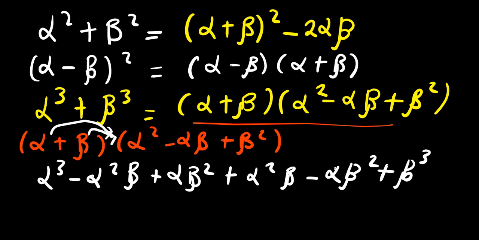So from this expression you can cancel what is common. You're able to see that this is a negative, this is a positive, they'll just give us a 0. This is a positive and this is a negative, they'll also cancel and give us a 0. So in the end you're just going to remain with alpha to the power 3 plus beta to the power 3. So we've proven this expression.